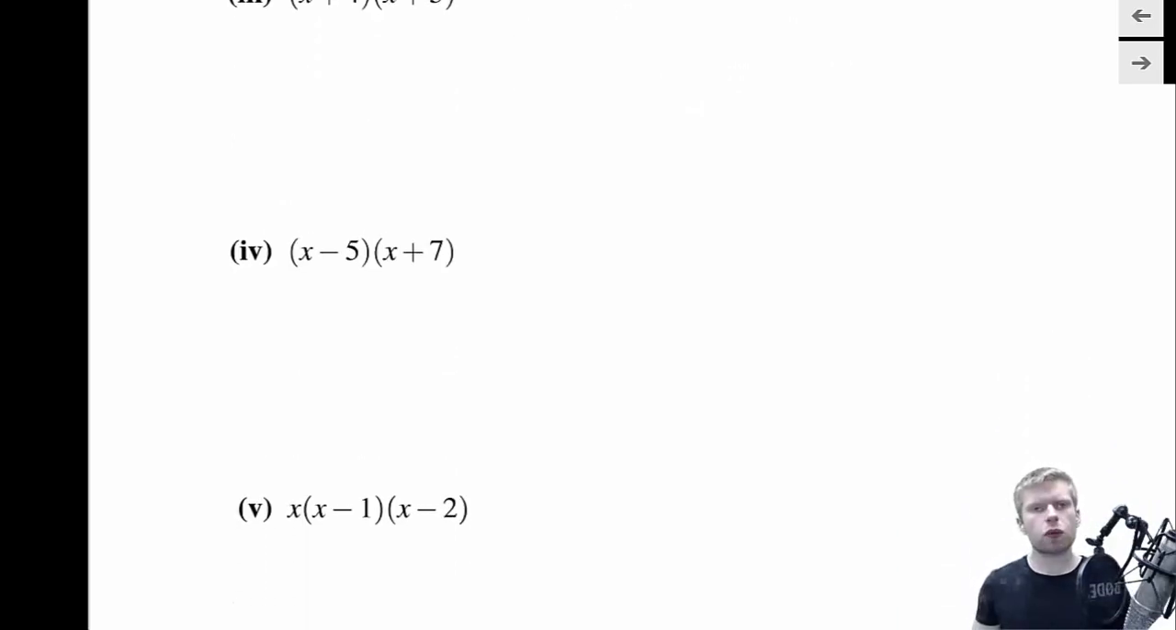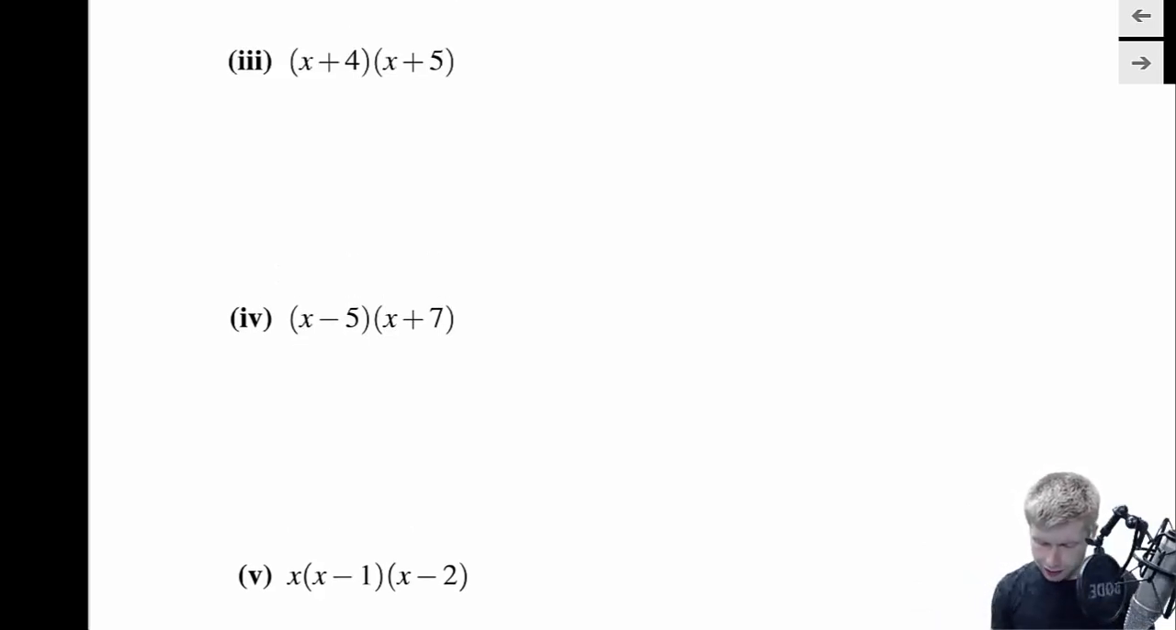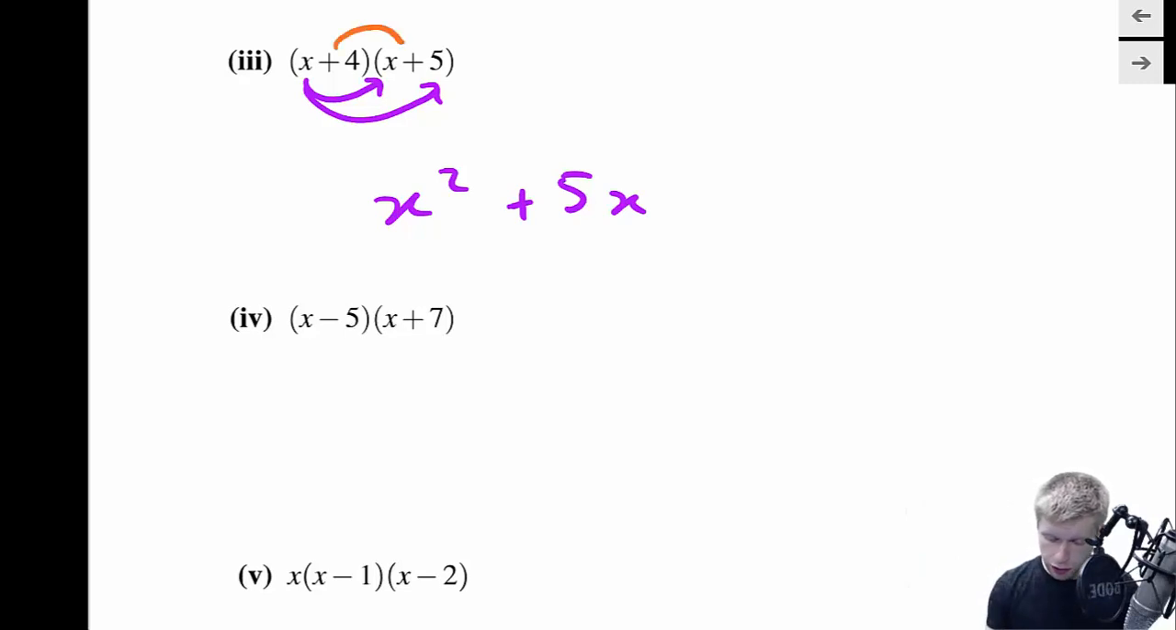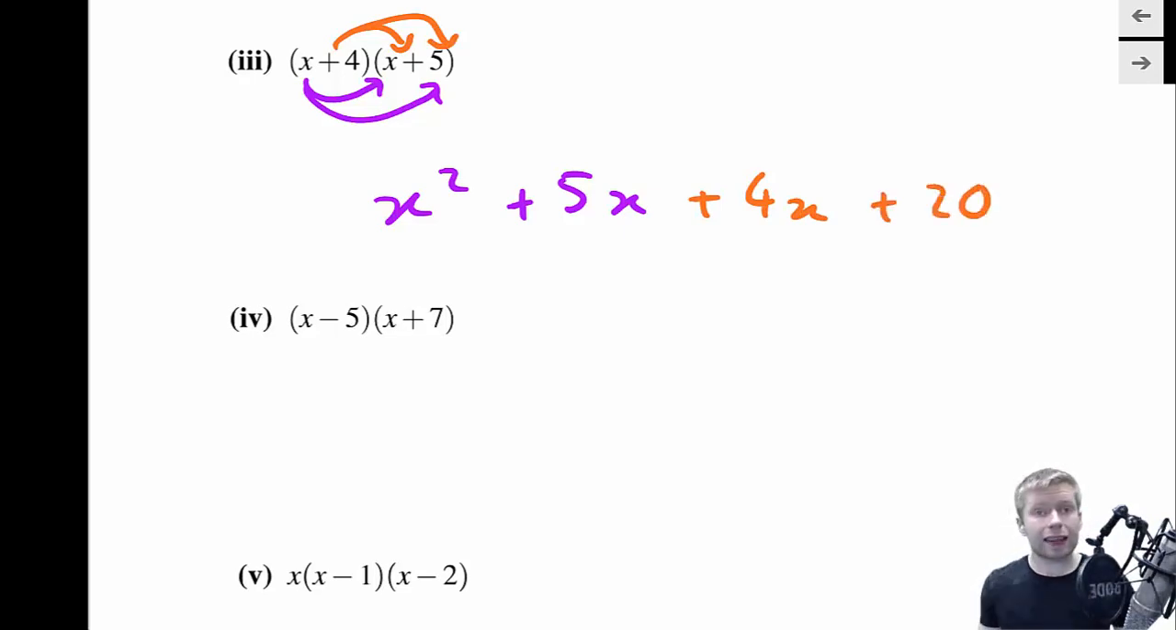Well, this is just very similar to the one we were looking at the end of the last video. So we just make sure that everything in the first bracket visits everything in the second bracket. So here we go. We have x times x, which makes x squared. But we also have the x visiting the 5, which makes positive 5x. And then finally, we just need to make sure the 4 visits everything in the second bracket. So we have a plus 4x, and we have a plus 4 times a plus 5, which makes a plus 20. The only last thing to do would be to collect together like terms.